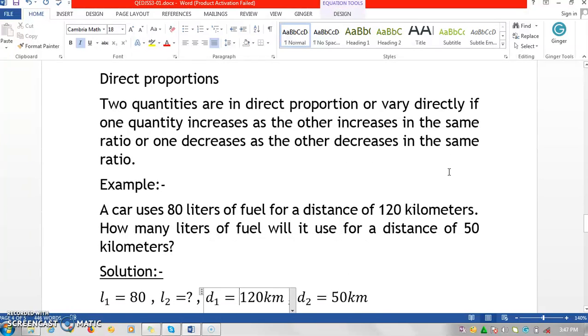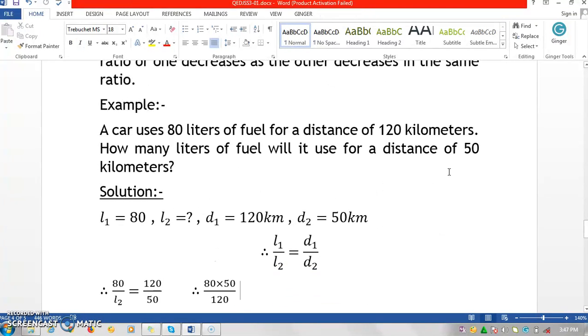Look at these direct proportions. Two quantities are in direct proportion or vary directly if one quantity increases as the other increases in the same ratio, or when one decreases, the other also decreases in the same ratio. Then we say it is direct proportion. Look at an example. A car uses 80 liters of fuel for a distance of 120 kilometers. How many liters of fuel will it use for a distance of 50 kilometers?